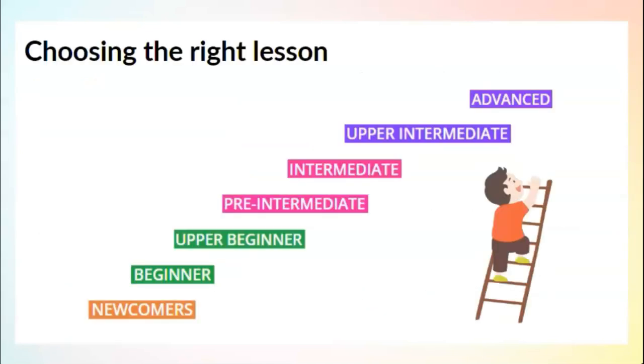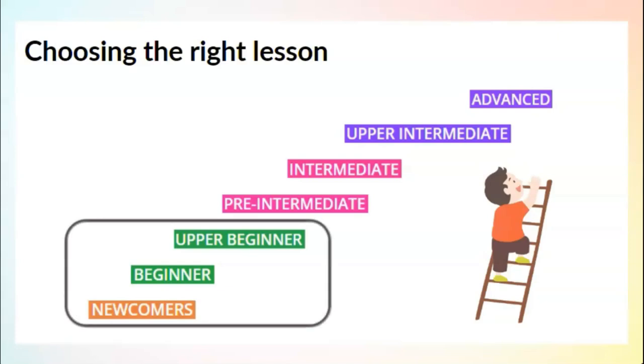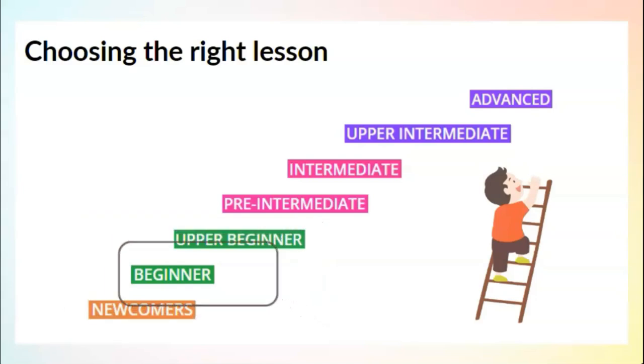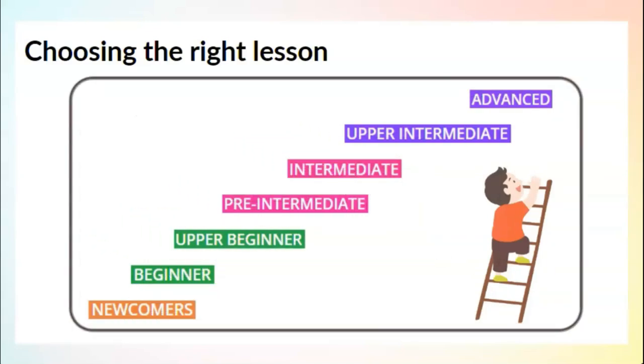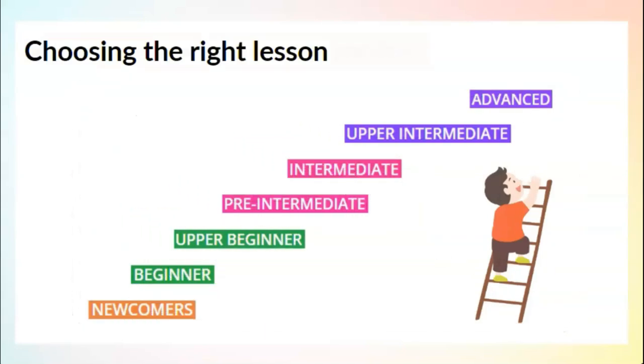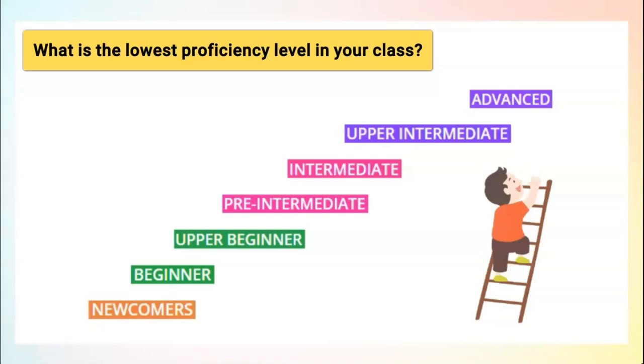When choosing a lesson for whole group instruction, it's important to consider the range of proficiency levels in your class. Do you have mostly lower-level students? A mix of beginners, pre-intermediate, and intermediate students? A mixture of all levels? Most importantly, what is the lowest proficiency level you'll be teaching? Is it absolute beginners? More advanced beginners?